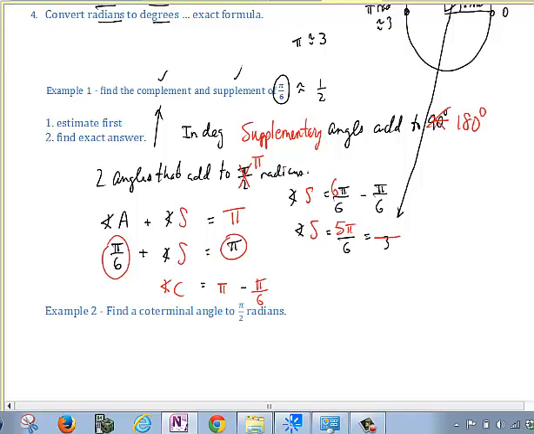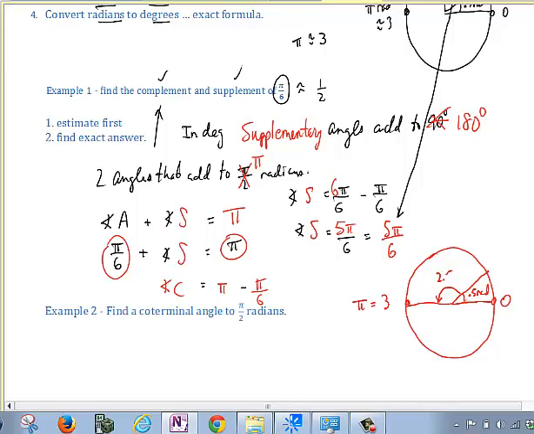And when you simplify 5 pi over 6, well, actually 5 pi over 6 is fully simplified. Now let's check that out with our rough estimates. We have 0 radians. We're trying to get to 3 radians because 3 is approximately equal to pi. So the first angle was 0.5 radians, so the supplement has got to be 2.5 radians.